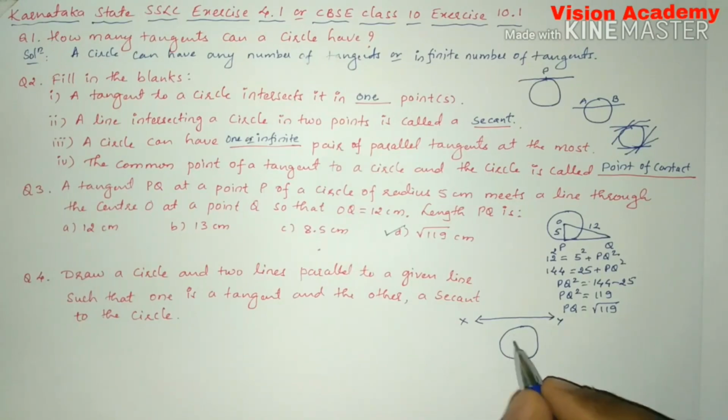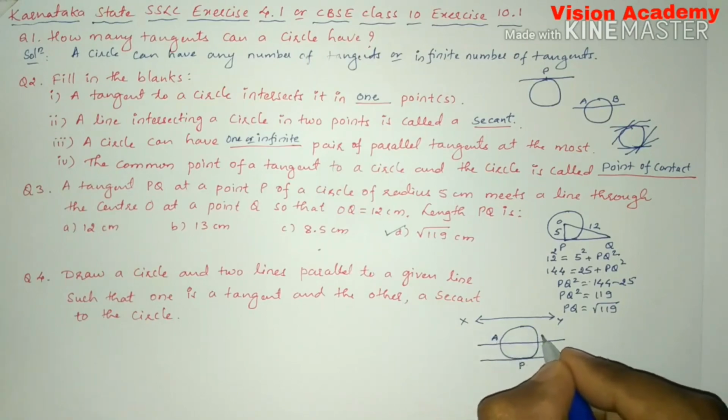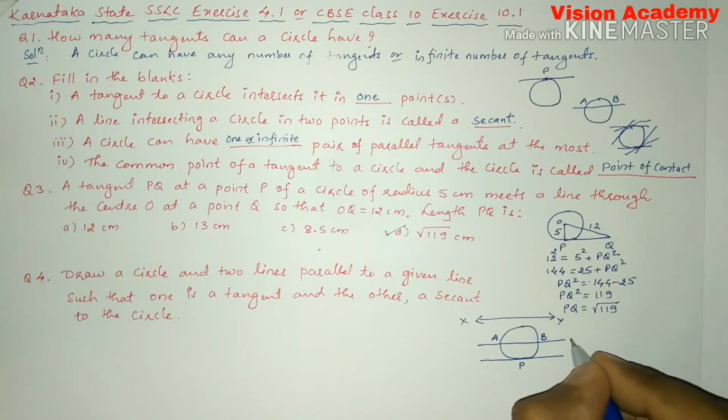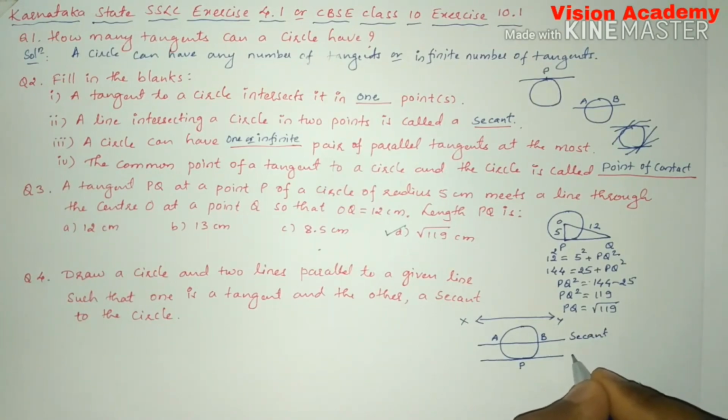one is tangent to the circle. So tangent always passes through a single point to the circle. This is the tangent, and another is the secant, which passes through at 2 points. So let us consider this point of contact as P, and these two intersecting points are called as A and B. So this is secant and this one is tangent.